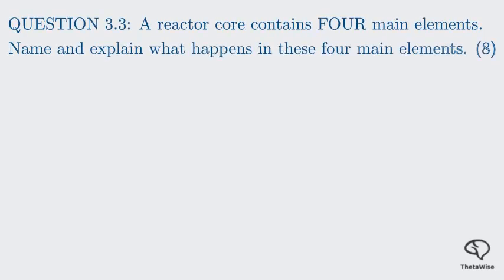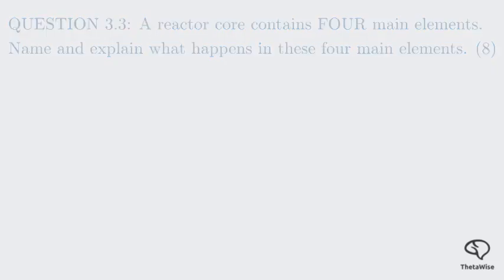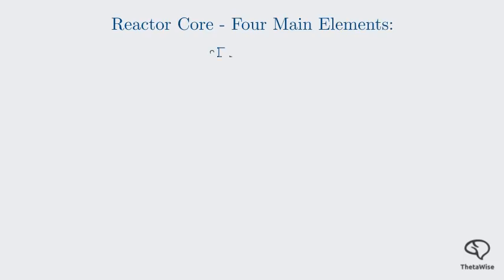Finally, let's address question 3.3. In this scene, you will learn to name and explain the four main elements found in a nuclear reactor core. The four key components of a reactor core are the nuclear fuel, the control rods, the coolant, and the moderator. Each plays a vital role in the safe and controlled generation of energy. Let's explain each one in detail as required by the question.